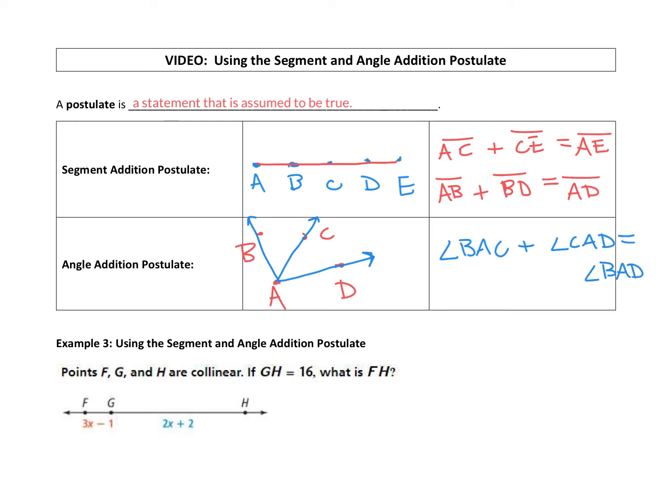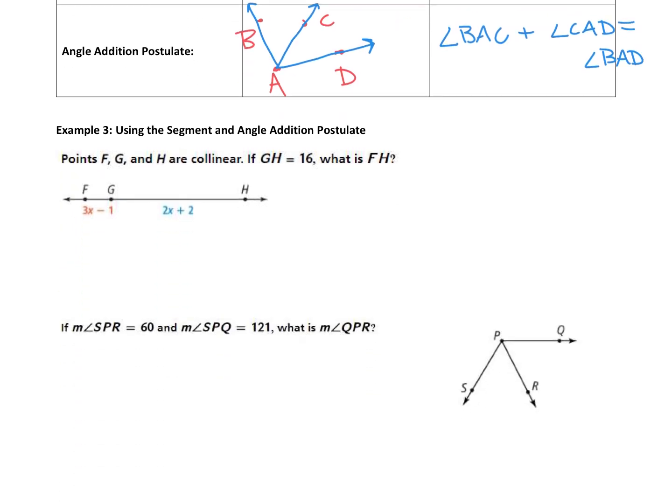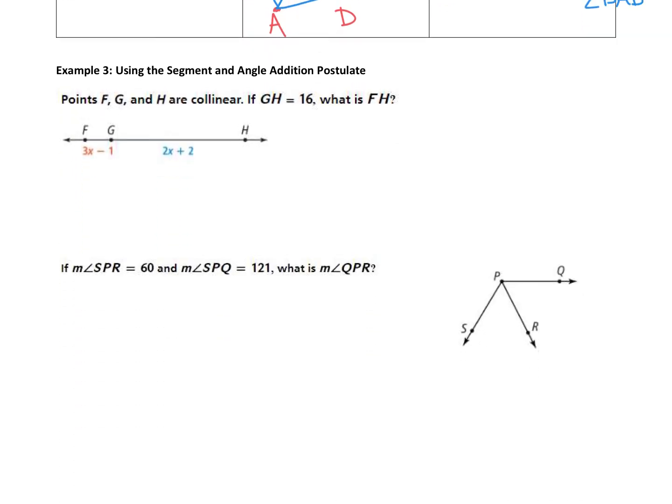Okay, now knowing these postulates, let's put them into practice with a couple examples. Points F, G, and H are collinear. If GH equals 16, anytime they give us information, I do like to put that in the picture. GH, from here to here, is 16. What is FH? So we want to know, what is it from here all the way to there?